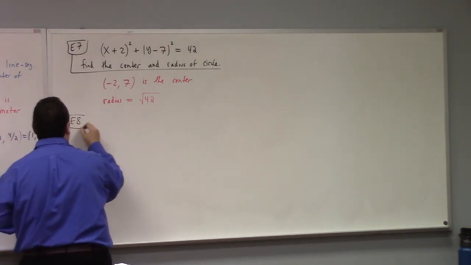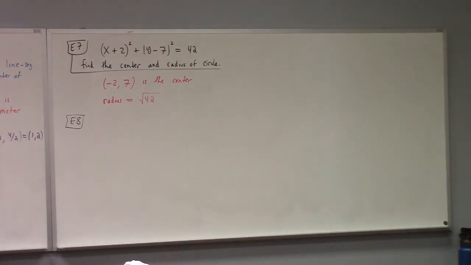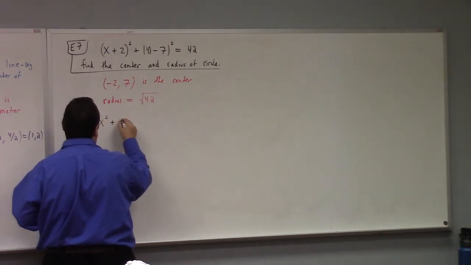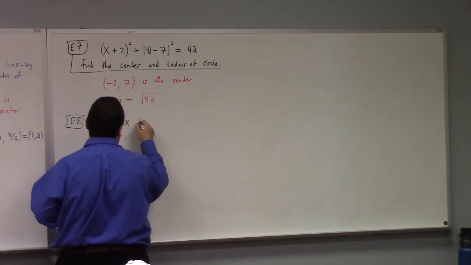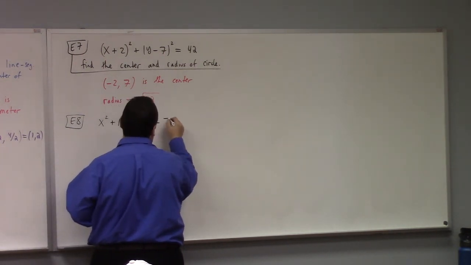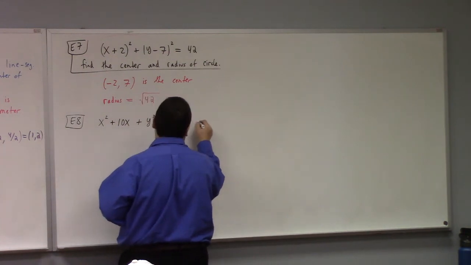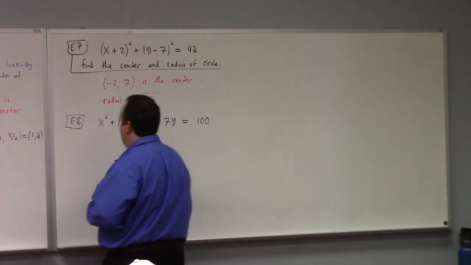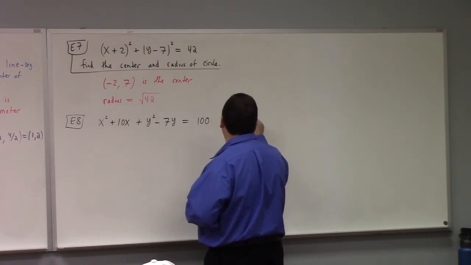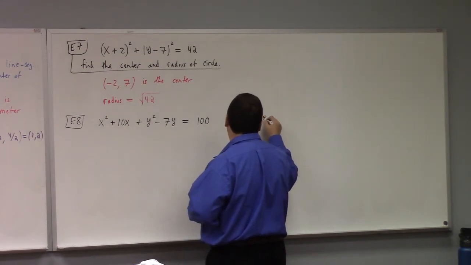Now, I advertised all of this as a means to review material from earlier in the course. That hasn't yet been obvious why that's the case. Let's look at something. So, I have x squared plus 10x plus y squared minus 7y equals 100. Find the center and radius of the circle.